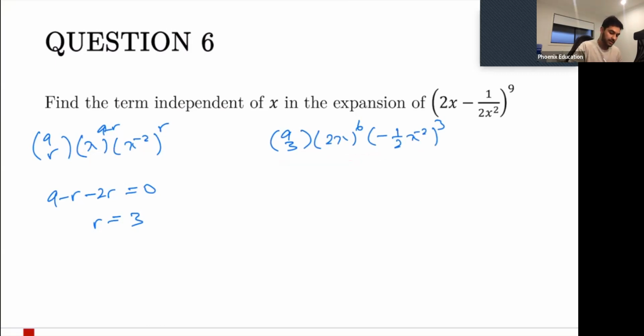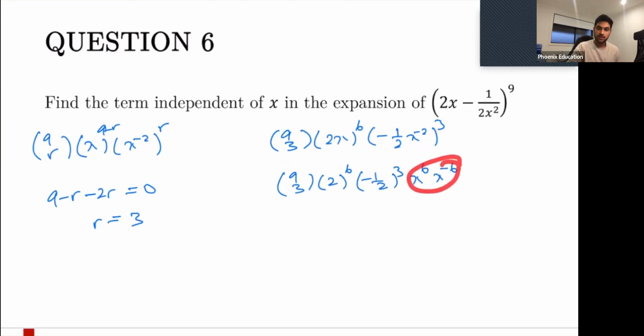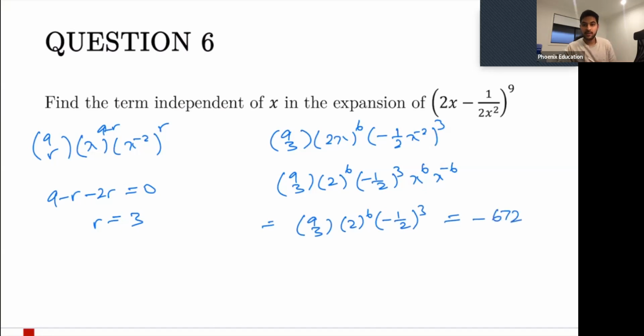So I've just plugged this back into the actual term, so I've included the coefficients. And then if I extract this out, if I put the numbers together, and then I put the x terms together, so we have x to the power minus 2 cubed, that will give us x to the power minus 6. These will cancel out, yeah? So we are left with just the coefficient, which is just this. And we can leave it at that, or we can evaluate it. It will come out as negative 672 if we plugged it in. Okay. So let's keep moving.